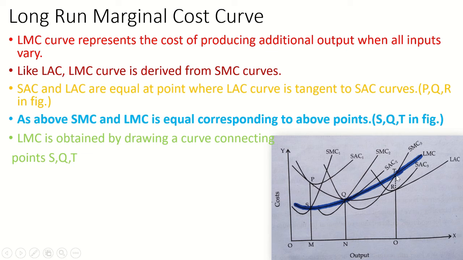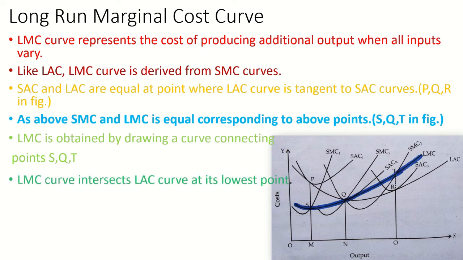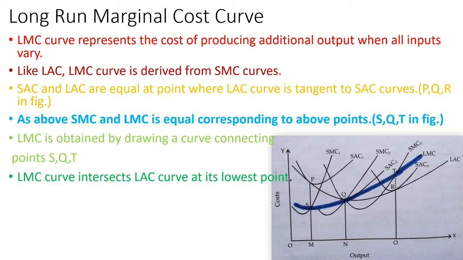We know the peculiarity of S, Q and T: here the SMC and LMC are equal. And looking at the LMC curve and LAC curve, that is the long-term marginal cost curve and long-term average cost curve, we can see that the LMC curve intersects the LAC curve at its lowest point.